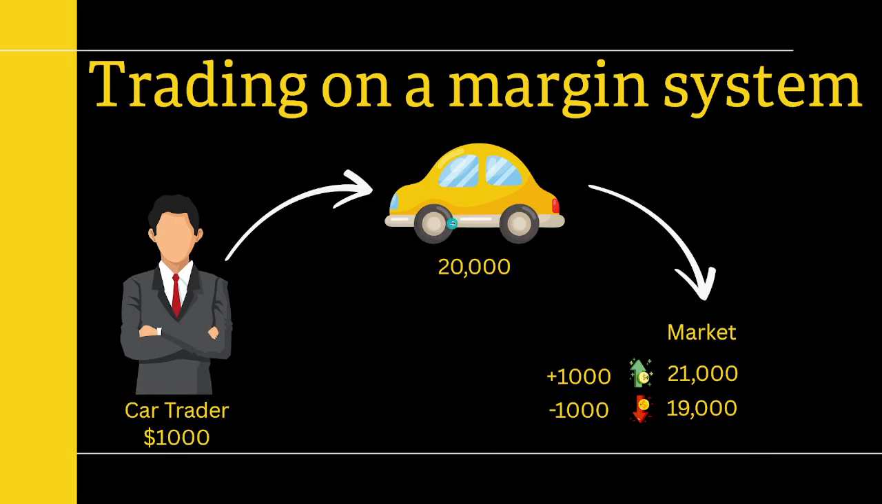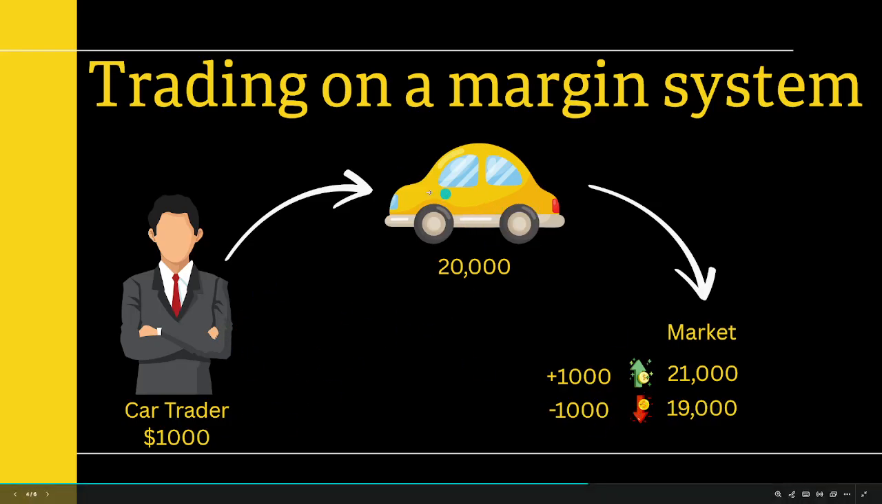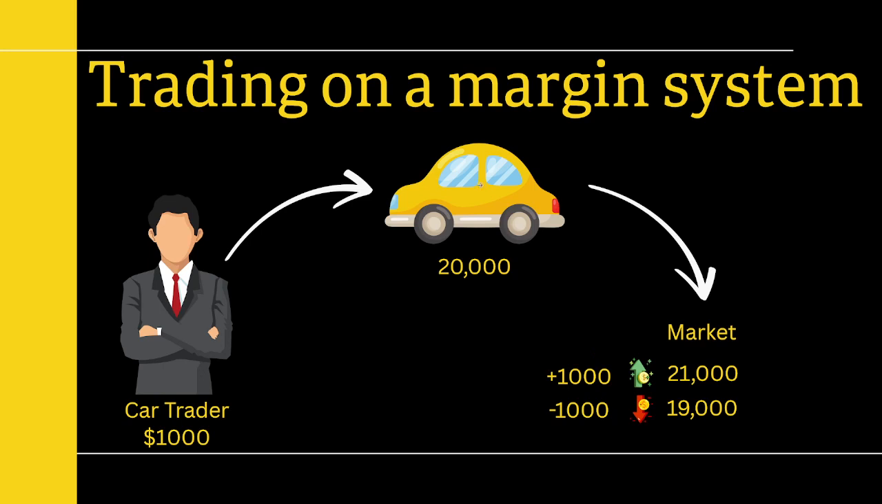So he gave the company 1,000, he lost it. The value of the car is no longer 20,000, it's now 19,000. So he lost all his money. The company comes, collects the car back, so they don't lose anything, and they take the 1,000. So they have not lost anything.